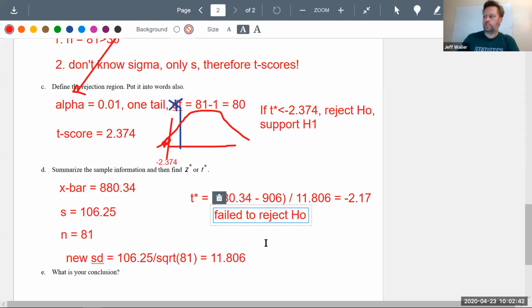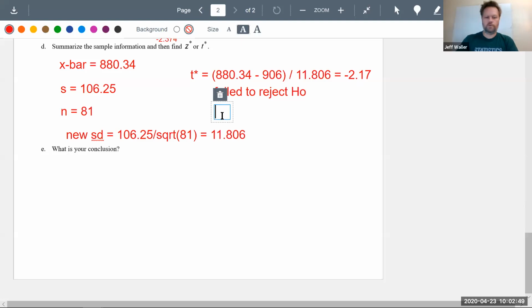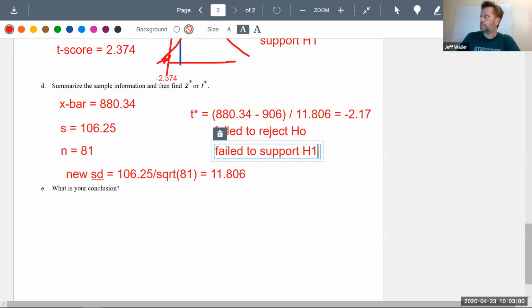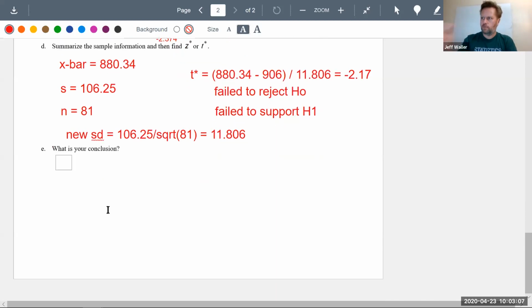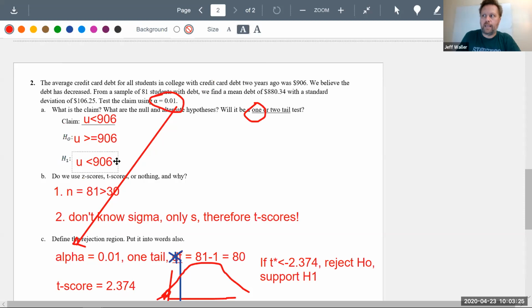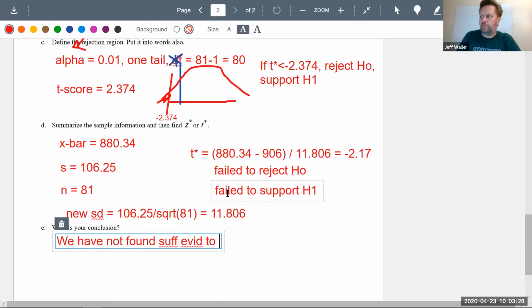Which means we failed to support the high. We didn't make it. We can't say the dude that thinks it's in the middle is wrong because we basically got in the middle. So the conclusion would be we have not found sufficient evidence. Everybody cool with that? We didn't make it in. So we have not found evidence. The claim was the high. So I'm going to use this language: we have not found sufficient evidence to support the claim.